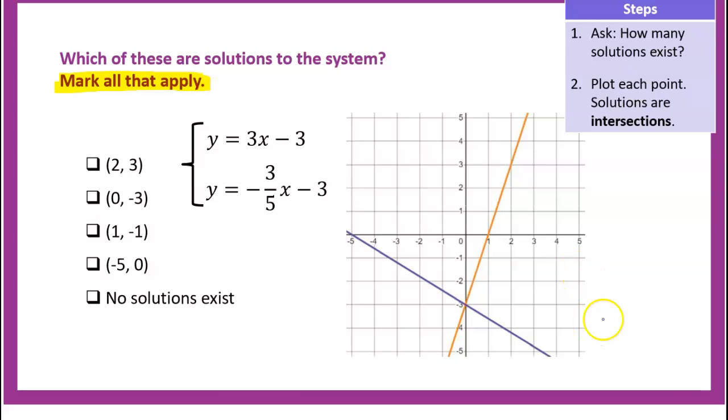Well, let's look at our graph. We have two lines, looks like they intersect once. How many solutions exist when we have one intersection? It's just that one solution, so we only expect to mark 1 point. Which point is that over here? Which point matches that intersection? See, this is an x value of 0, y value of -3. So that's it right there. That is our only answer on this one.